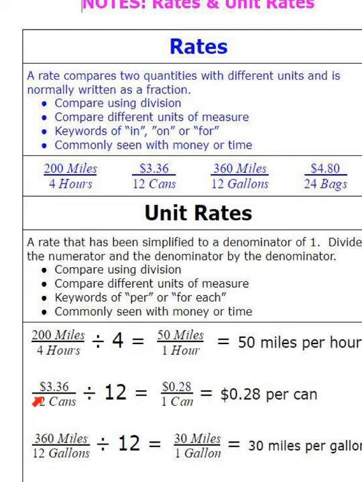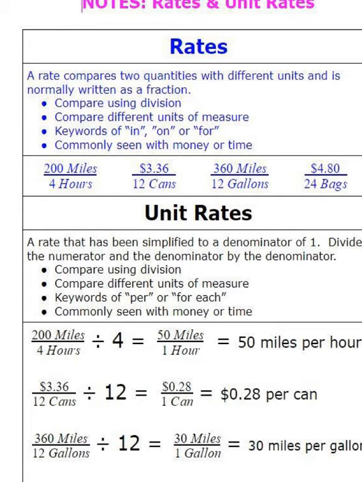So then let's say you go to the store and you buy some cans. You pay $3.36 for 12 cans of whatever you buy. Now you divide by 12 because the denominator is 12, and that's going to give you the cost for 1 can. So when you divide $3.36 by 12, you get 28 cents for 1 can of whatever you're buying.